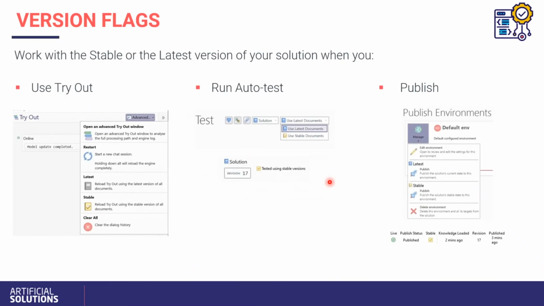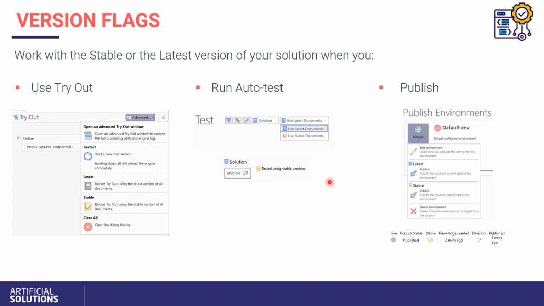Version flags, when you're inside Studio, you can use in 3 different places, as you can see here. You can use it in tryout. So when you are testing your content in tryout, you can, of course, also test those 2 versions to see how any updates are working or how the latest version of your content is working compared to the stable one. So you can do that.